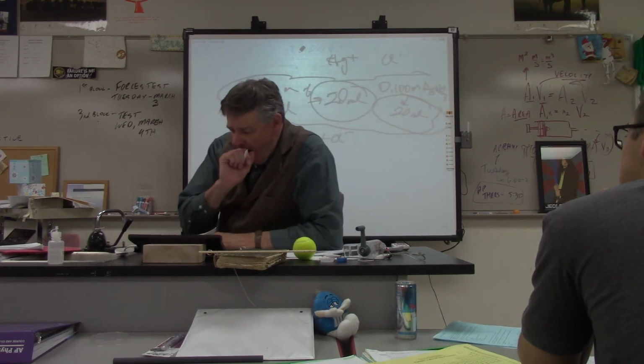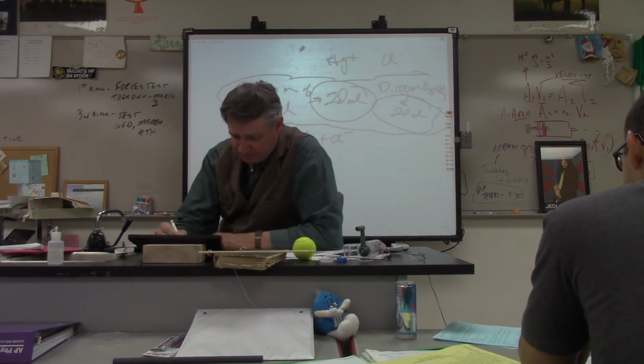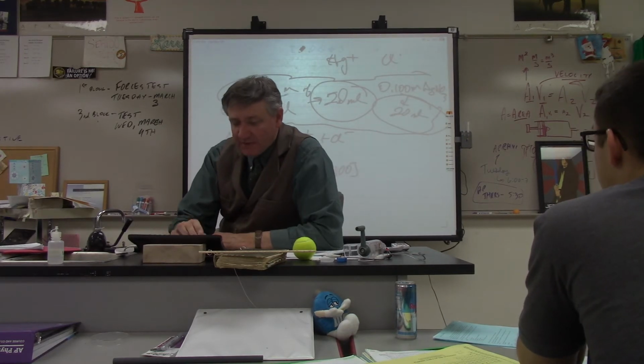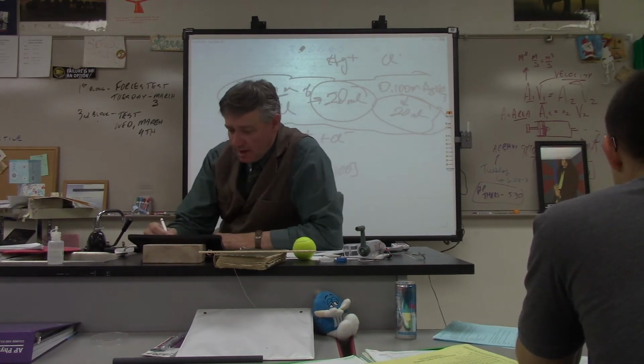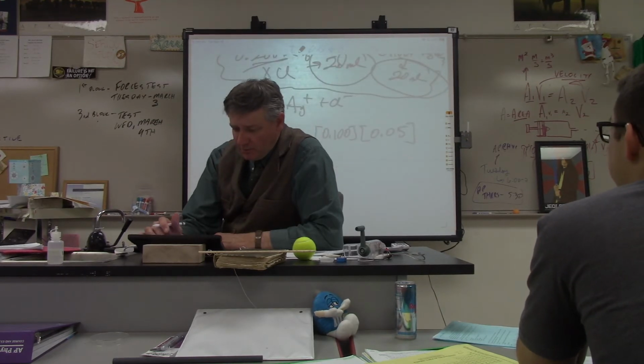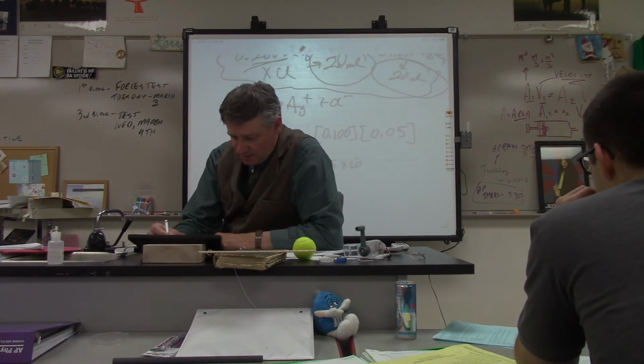So my QSP calculation would be 0.1, which would be my silver ion concentration, right? Because it's going to be half of 0.2. And then I've got a chloride ion concentration, which is going to be half of 0.1, which is going to be 0.05. Okay? So somebody take 0.1 times 0.05, and you should get 5 times 10 to the negative third.